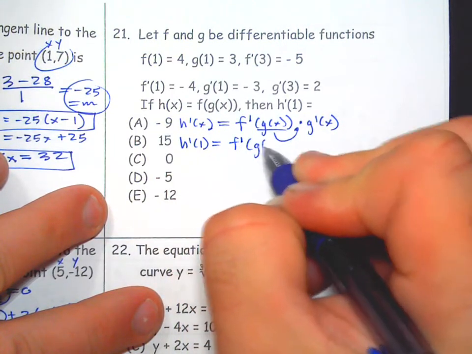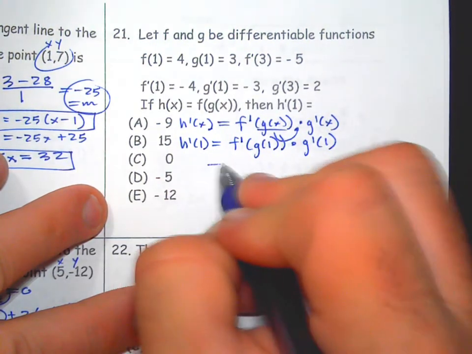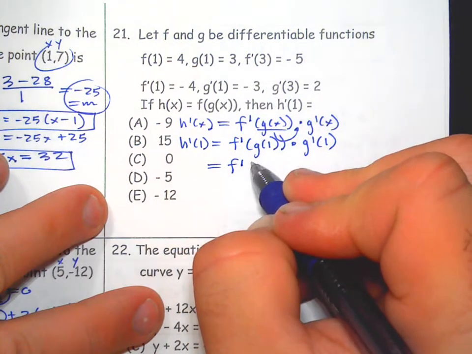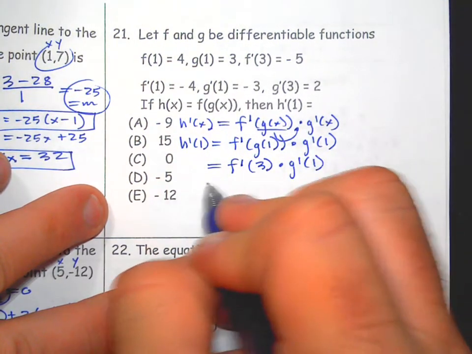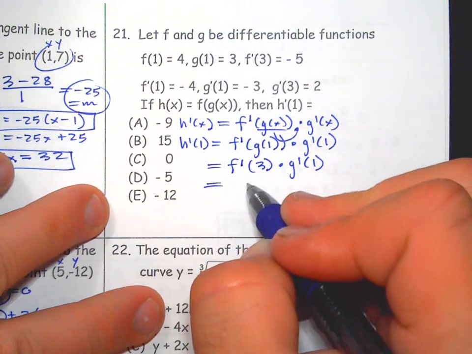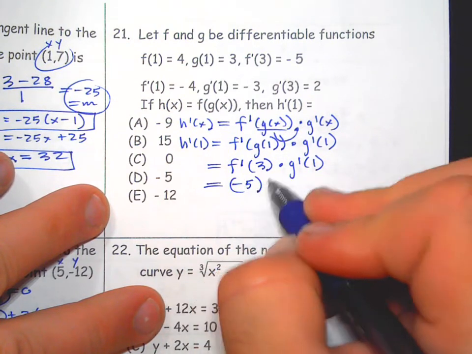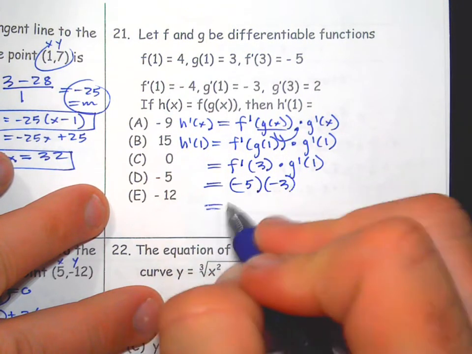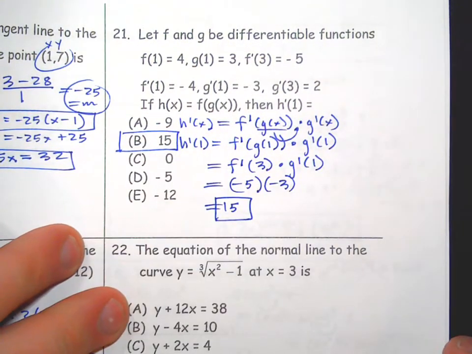I think it's just better to take your time on these, show your work. G of 1 is 3, right? Go from the inside out, order of operations. F prime of 3 is -5. G prime of 1 is -3. Final answer is +15. So we've done a lot of those.